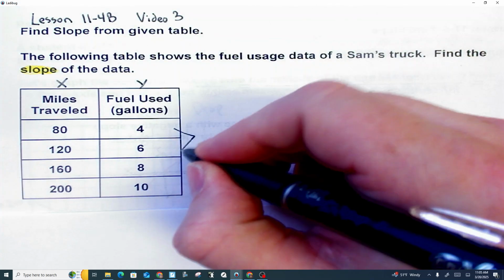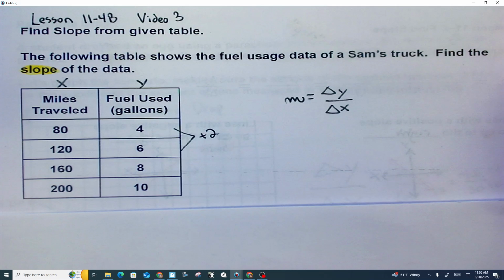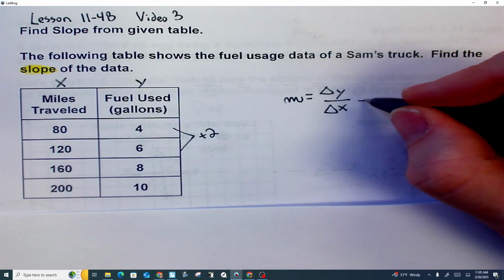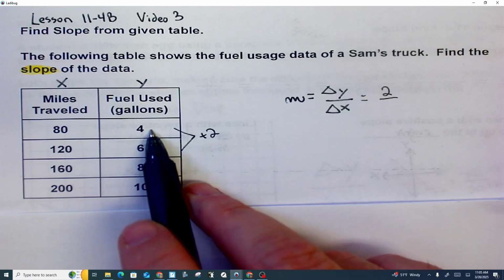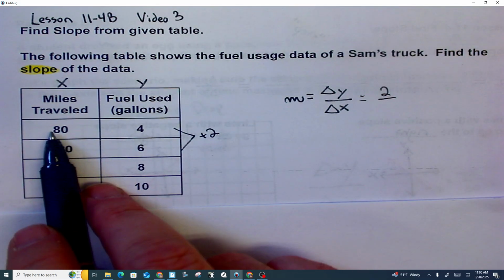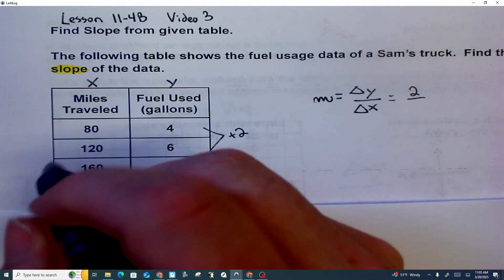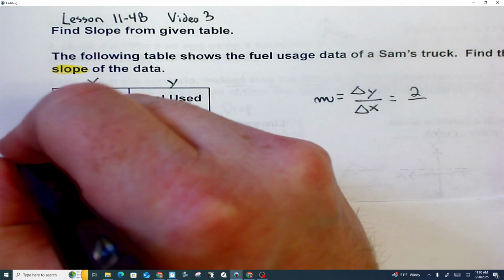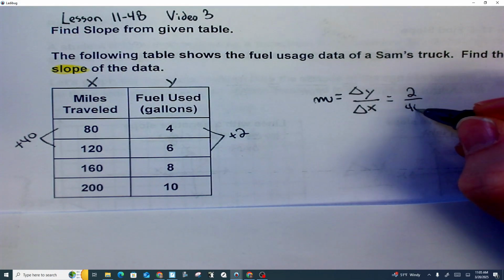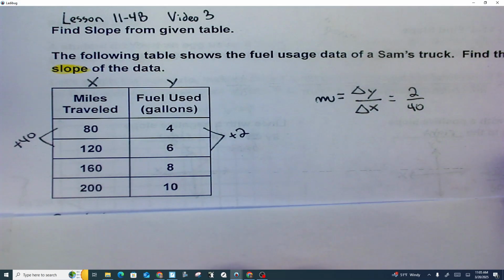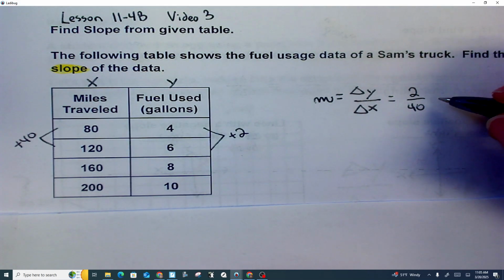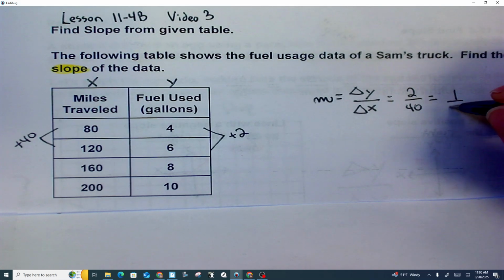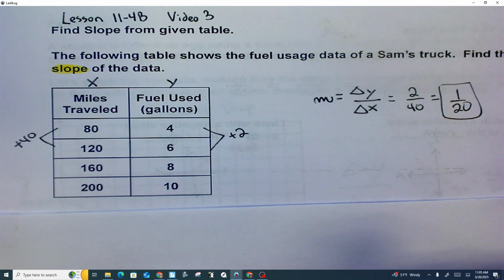So if you come right here and go, hey, 4 plus 2 is 6, you know what your y change is right there. And then if you use these two rows, come right over here and use the same two rows, and you'd go, hey, 80 plus what's 120? 40. So my x change is 40. What does that simplify down to? 1 over 20. So what's my slope from this?